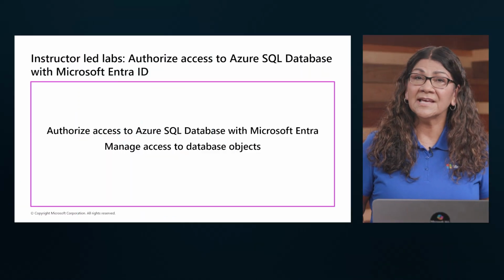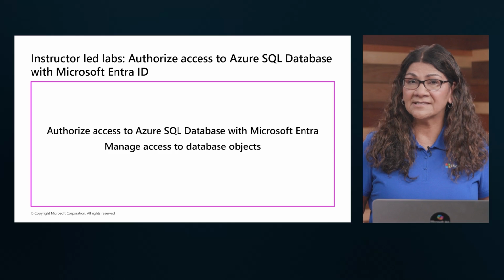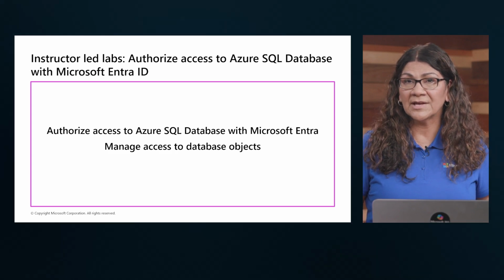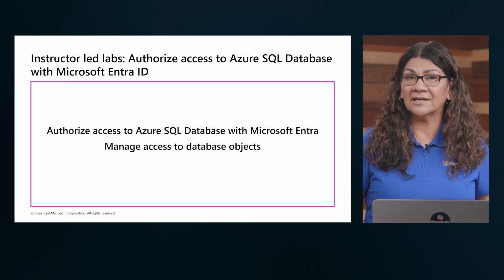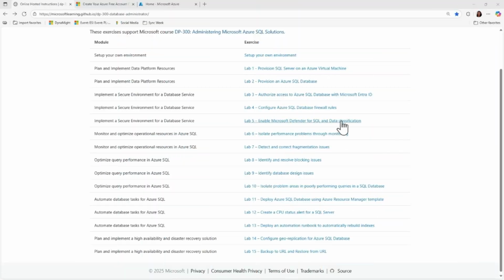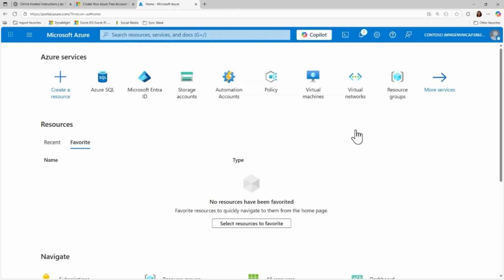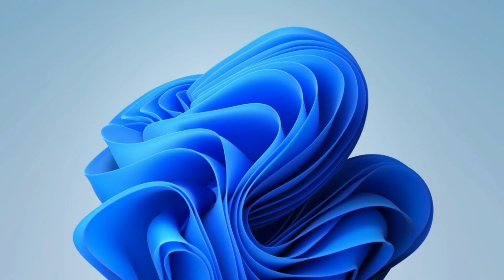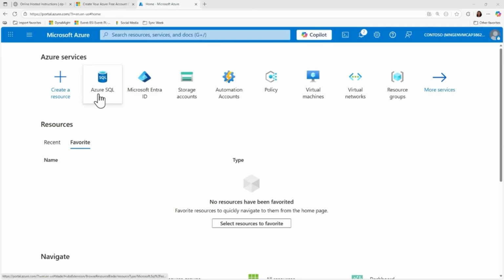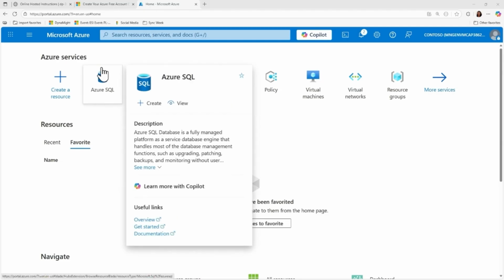Now it's time to take a look at how to authorize access to Azure SQL Database with Microsoft Entra ID. Now join me in lab number 3, Authorize Access to Azure SQL Database with Microsoft Entra ID, and we're going to start off in the Azure portal. And as we've done in most of our labs so far, we actually have Azure SQL available here to use, and we're going to start off by using that.